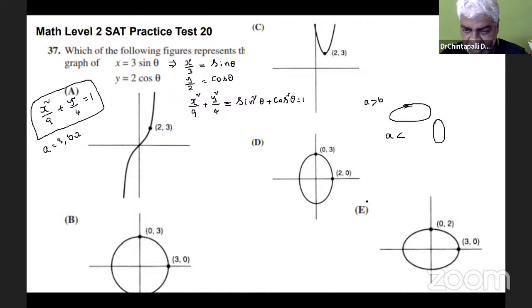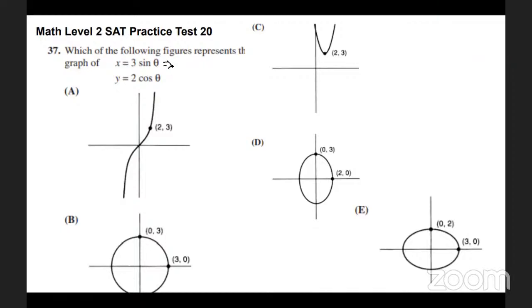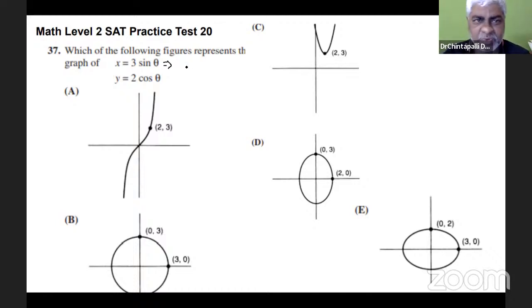Right. And even if you don't have the knowledge of ellipse, you can answer this question. Sometimes we can use our common sense, our sixth sense. Put x is equal to 0 in this equation.